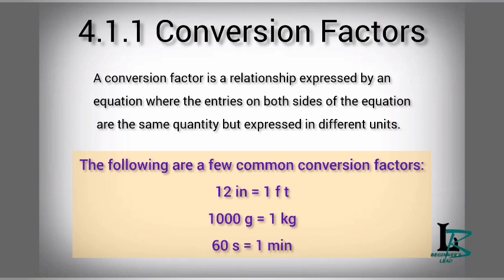Conversion factors. It is the relationship between the two sides of an equation where both sides should have the same quantity but different units. Examples: 12 inch is equal to 1 feet, 1000 gram equal to 1 kg and 60 second is equal to 1 minute.